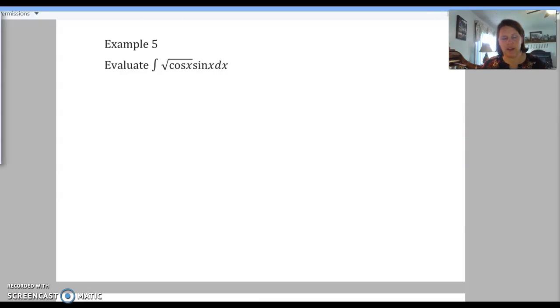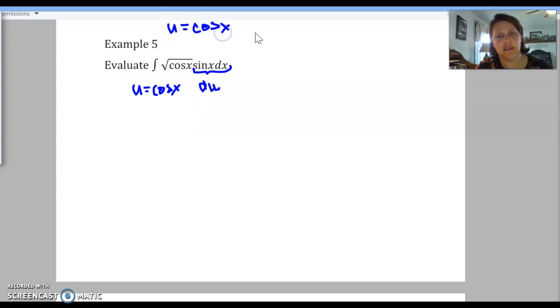Okay, example number 5, we've got the integral of cosine x, the square root of cosine x, sine x dx. So again, this end part right here looks like that would make a great du. So let's do a cosine for u. So u equals cosine x. Let's see if that's going to work. So if we had u equals cosine x, again, hopefully I won't forget my negative. So du is going to equal negative sine of x dx.